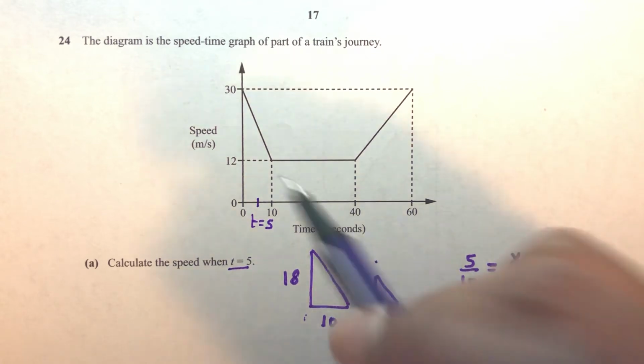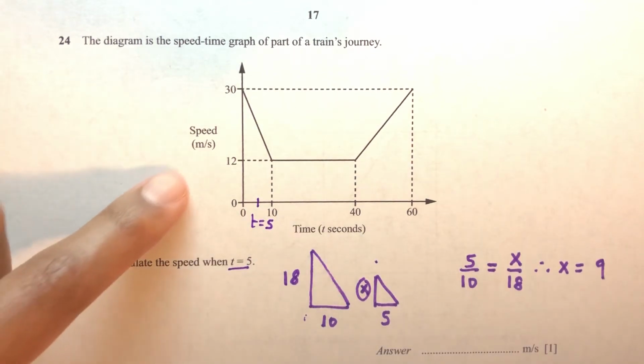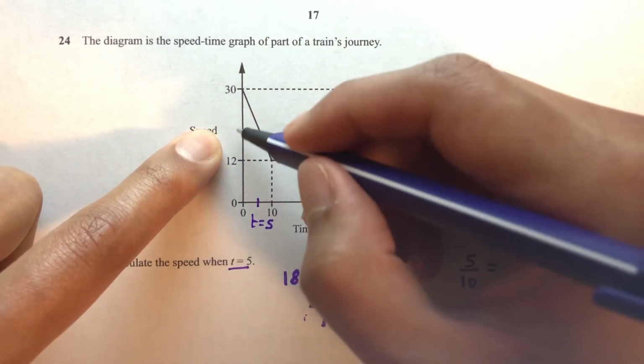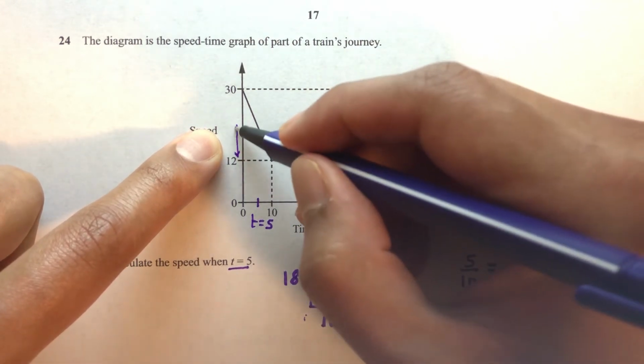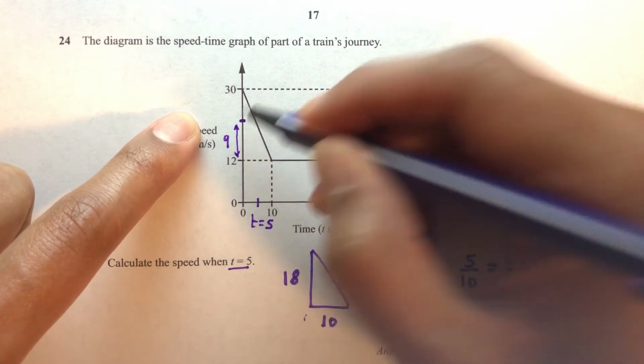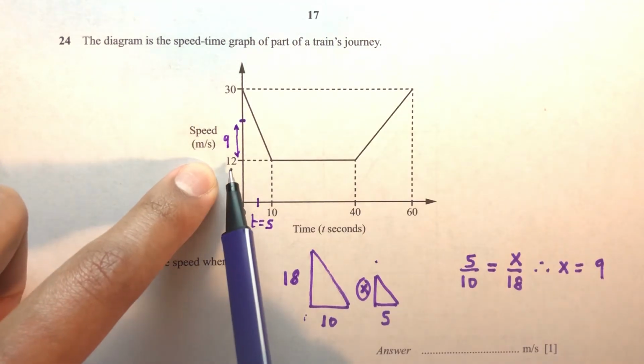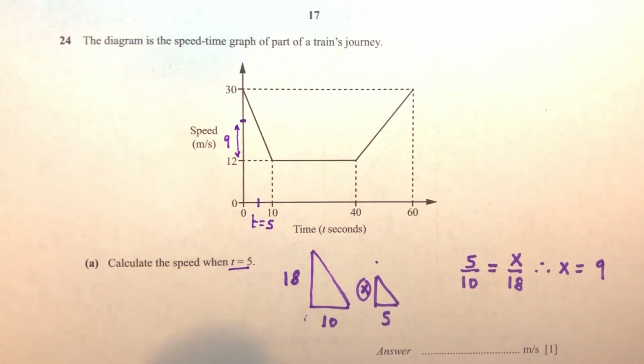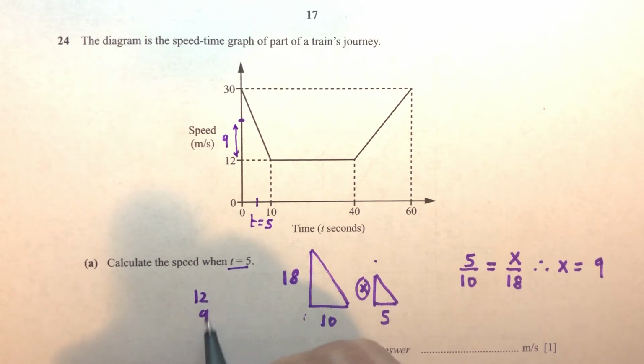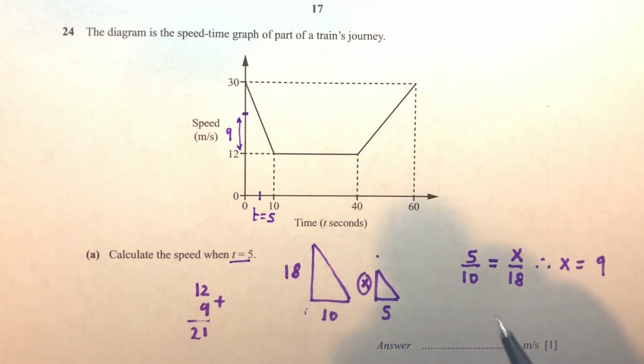So we go back to this main picture. So the height will be 9 to find the speed. So 12 plus 9 is 21. So the speed at time t will be 21 m per second.